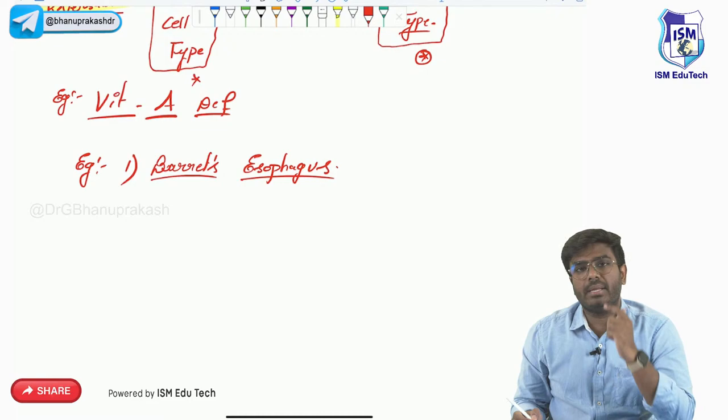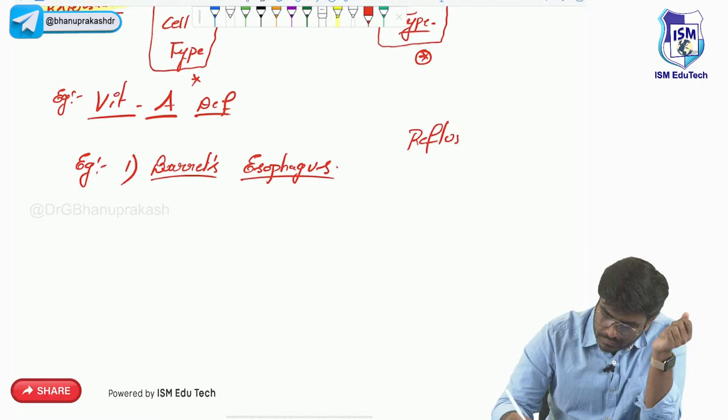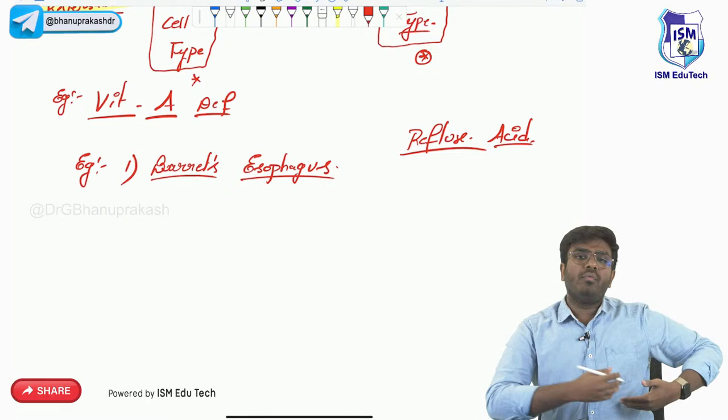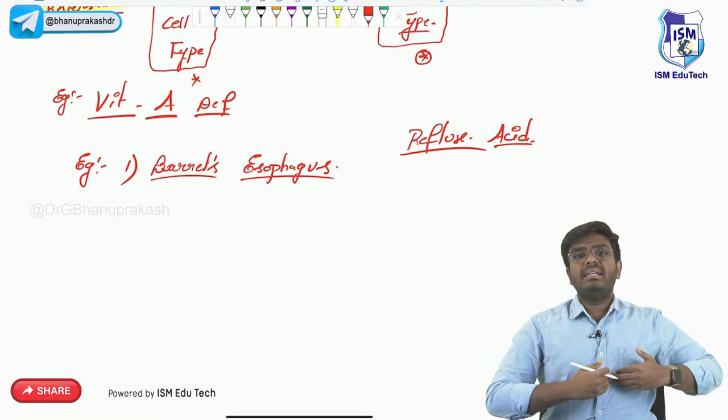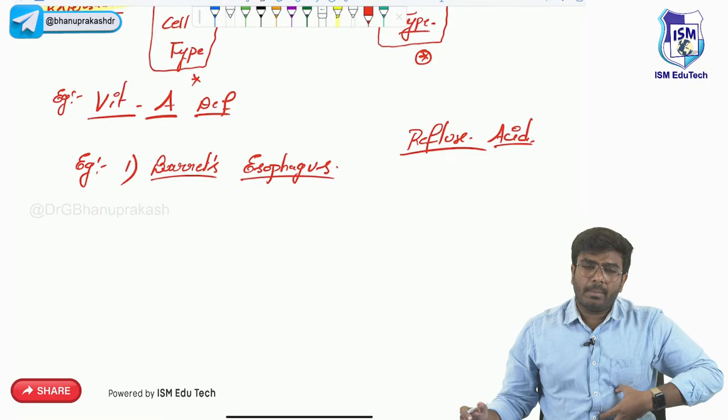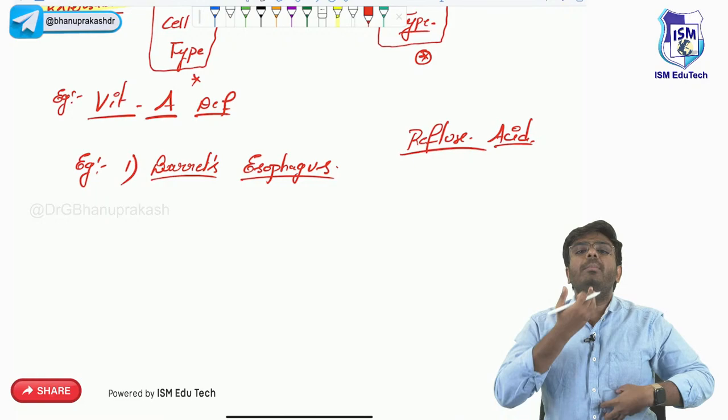So here, the main problem to the patient is reflux disease. Which reflux? Acid reflux. Imagine that I am a patient who is having acid reflux. From my stomach, acid is being regurgitated back into the esophagus. Now, my stomach is having proper lining. My stomach is having columnar epithelium, but in my esophagus, there is squamous epithelium.